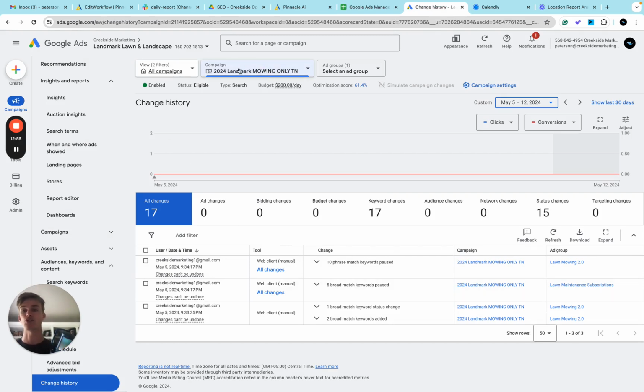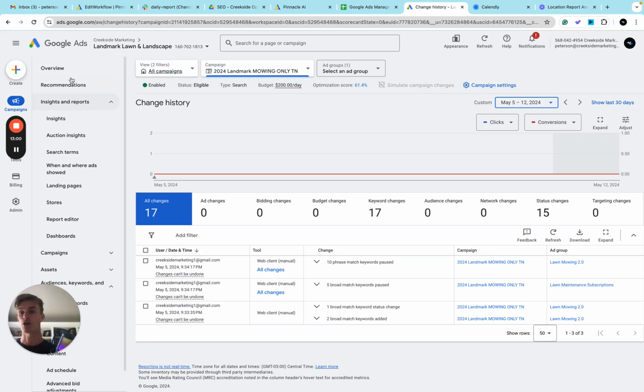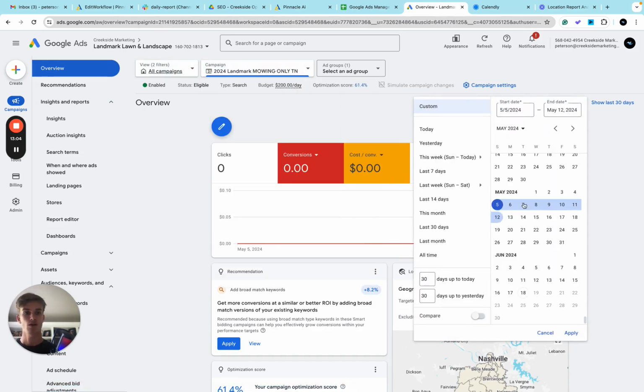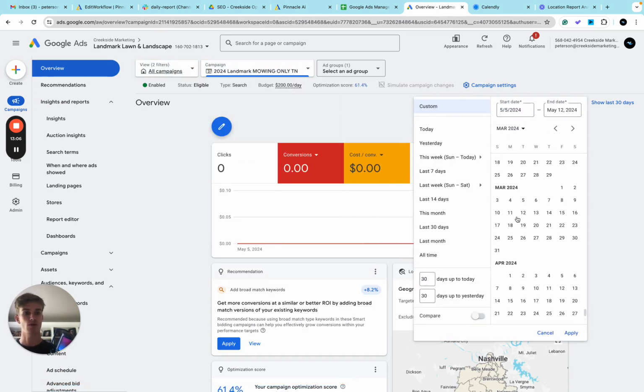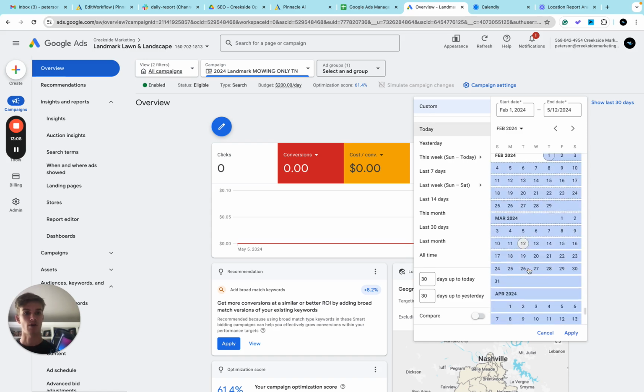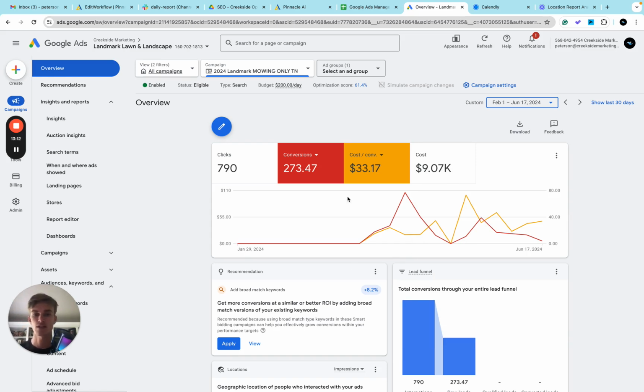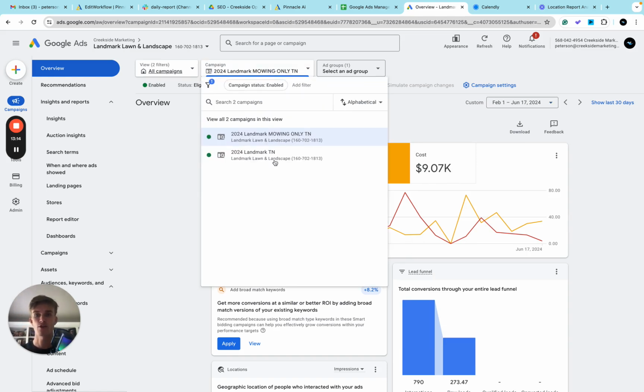And so that's why we check by campaign. We don't just check by the entire account. So we're going to go back up to the overview. Go back to our 16-ish week time range, and we're going to look at the other campaign.